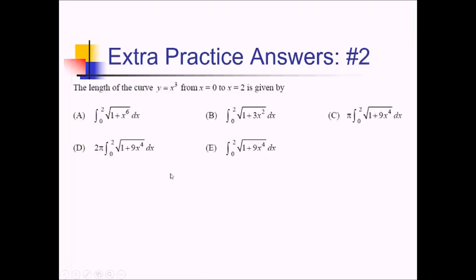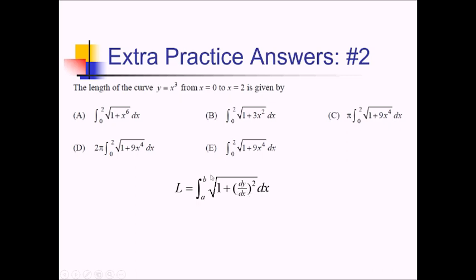For this problem, I want the length of the curve y equals x cubed from x equals 0 to 2. For that, I'll use my arc length formula that has things defined in terms of x's, and I can tell from the answer choices that I need this one. So I need the integral from a to b of square root of 1 plus dy over dx squared dx. That's my general setup here.